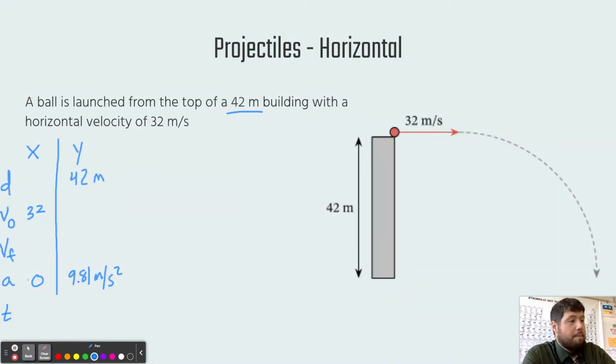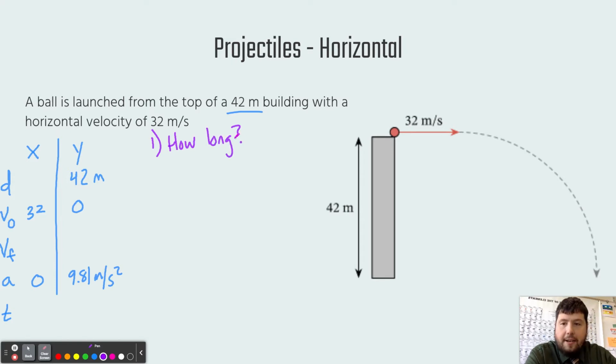Similarly, I know my ball is moving with a horizontal velocity. What's the vertical velocity then? Is it moving up and down? The answer is no, it's just rolling along the top of the building. And so we can say that its Y initial velocity is 0. Okay, now we have some information that we can start with. So the first question we're going to ask ourselves is, how long is the ball in the air?